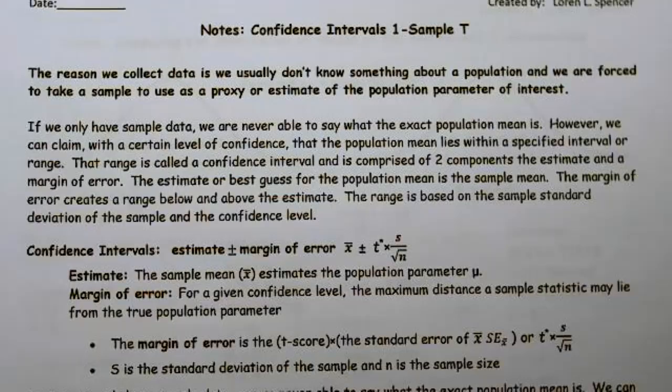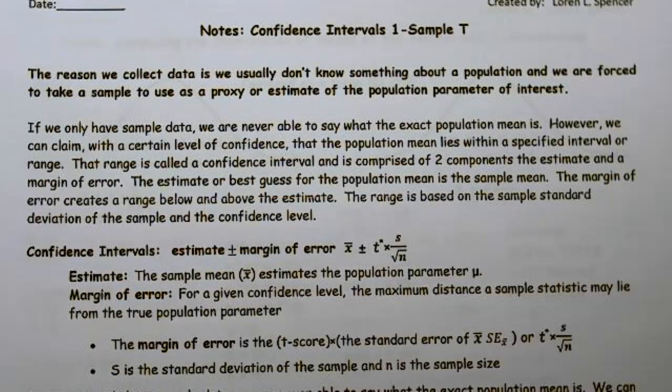Okay, in this video, we're going to be comparing confidence intervals of Z's to T's, and we're just going to review the concept of the confidence interval. First off, the reason we collect data is we usually don't know something about a population and are forced to take a sample in order to use it as a proxy or estimate of the population parameter. Let's just say we wanted to know the income of students at Reagan. Well, we probably don't have that information, but we can take a sample to estimate it.